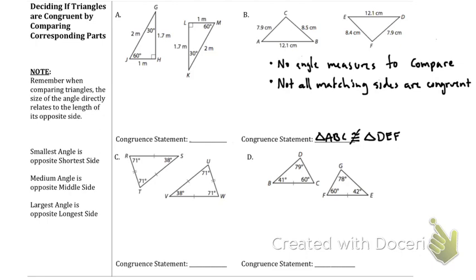In example D, let's start trying to match angles. So let's start with angle D here. Angle D visually looks like it matches angle G. And what you'll notice, they are not the same measure. Therefore, it failed rule number 1. These two triangles are no longer congruent. We don't even have to check anything else. As soon as one part messes up, the whole thing is messed up.